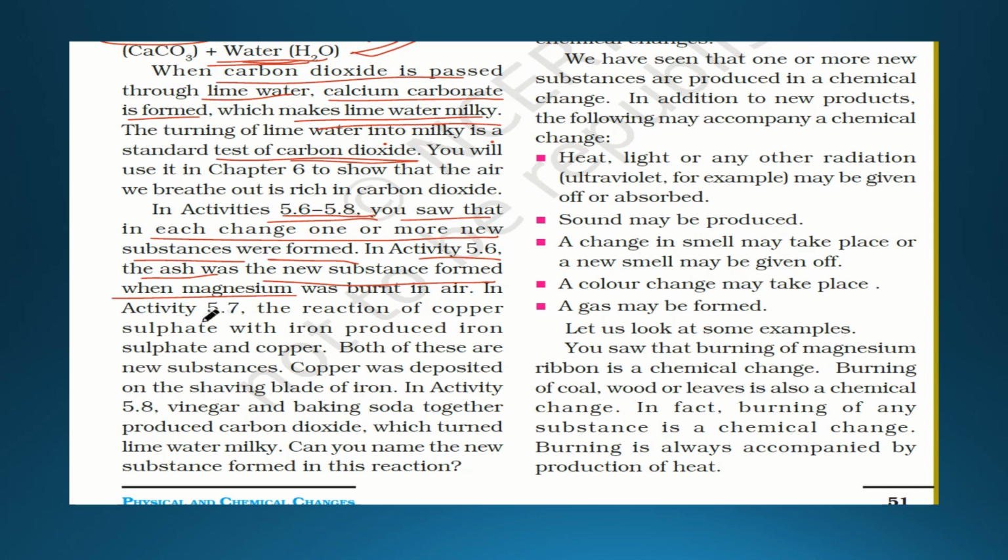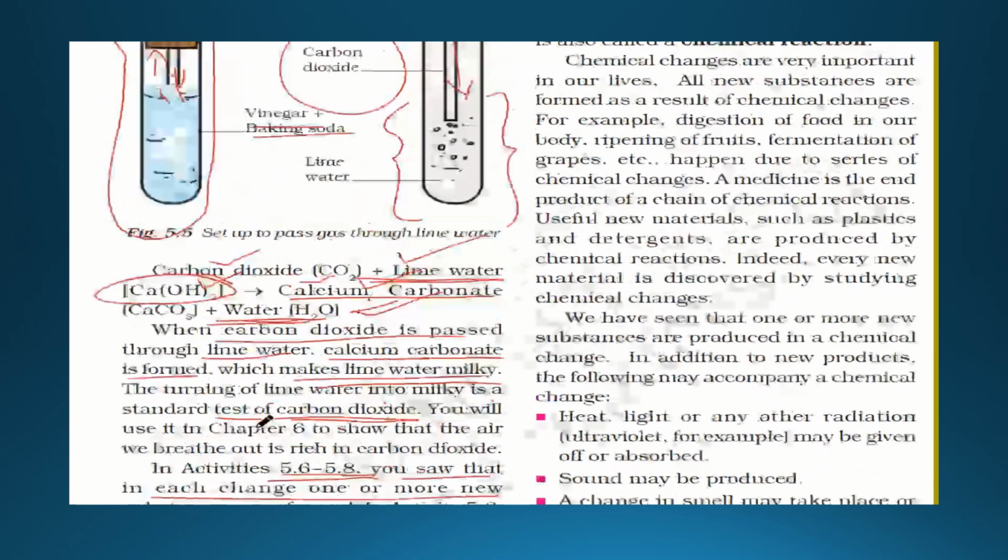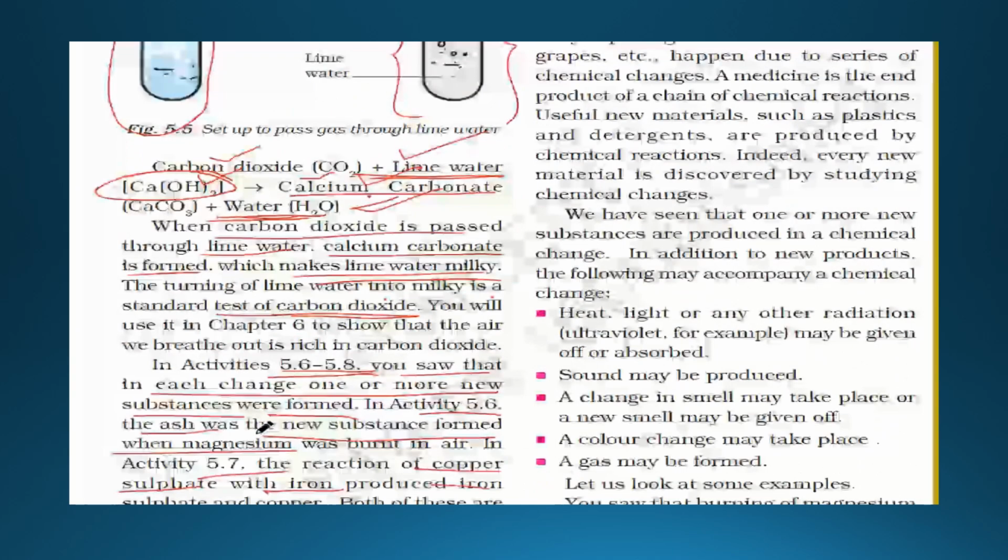In activity 5.7, the copper sulfate reacts with iron and produces iron sulfate and copper. So here also two new substances are formed. Copper was deposited on the iron shaving blade. Now in this activity, vinegar and baking soda together produced carbon dioxide, which turned lime water milky. Can you name the new substance formed in this reaction? Yes, the new substance formed is calcium carbonate. We have just now told that.